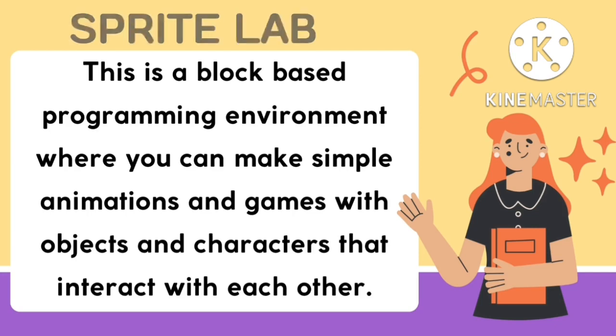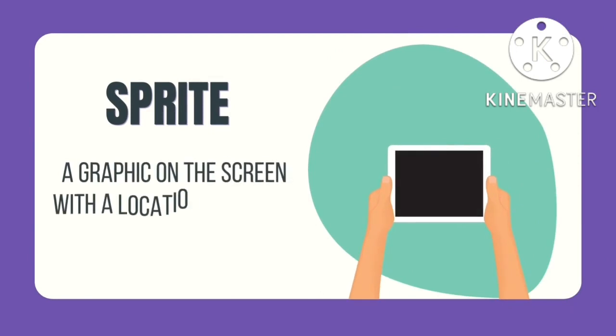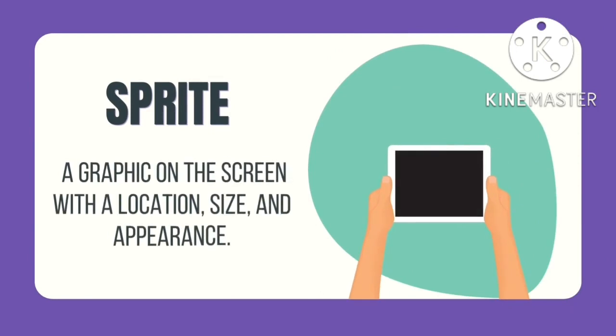So tell me, what is a sprite? I'm not referring to the drink, I know you're familiar with that. But in computer science, a sprite is a graphic on the screen with a location, size, and appearance. Sprites are objects, images, or characters that you can create in the Sprite Lab. So you can have your favorite animations as sprites in your program.